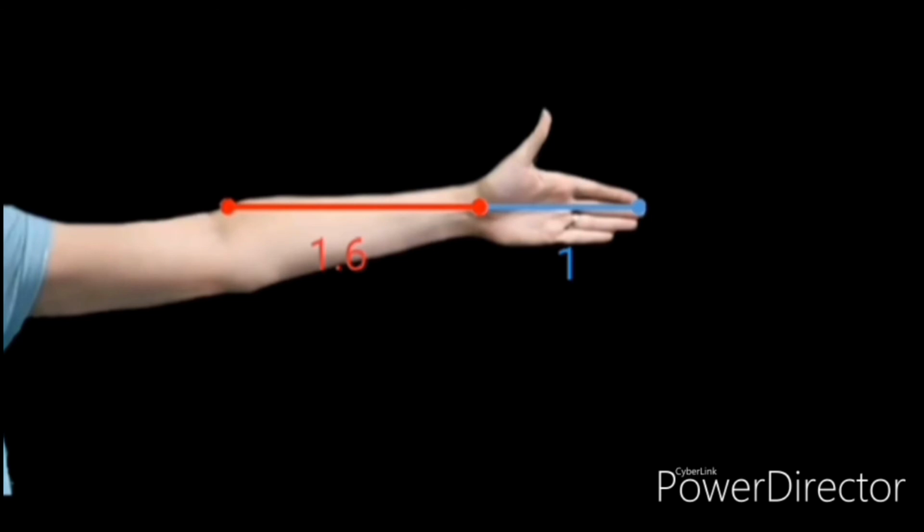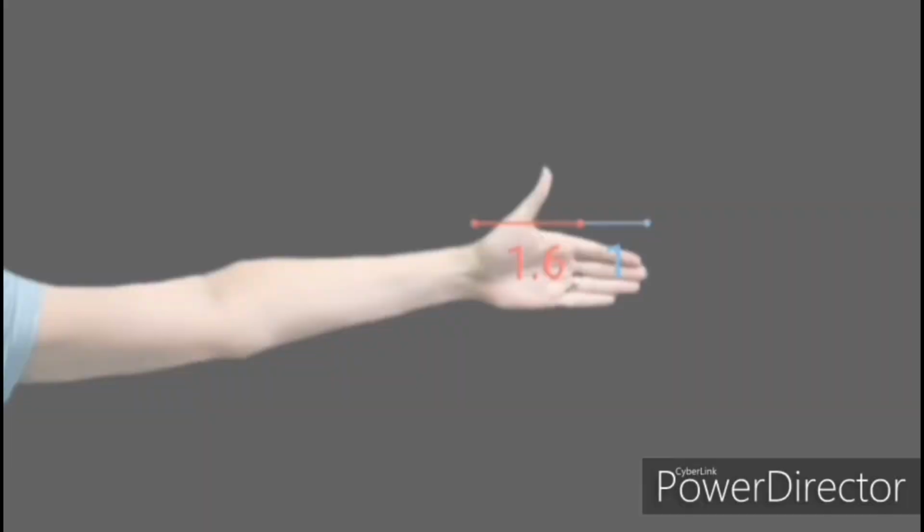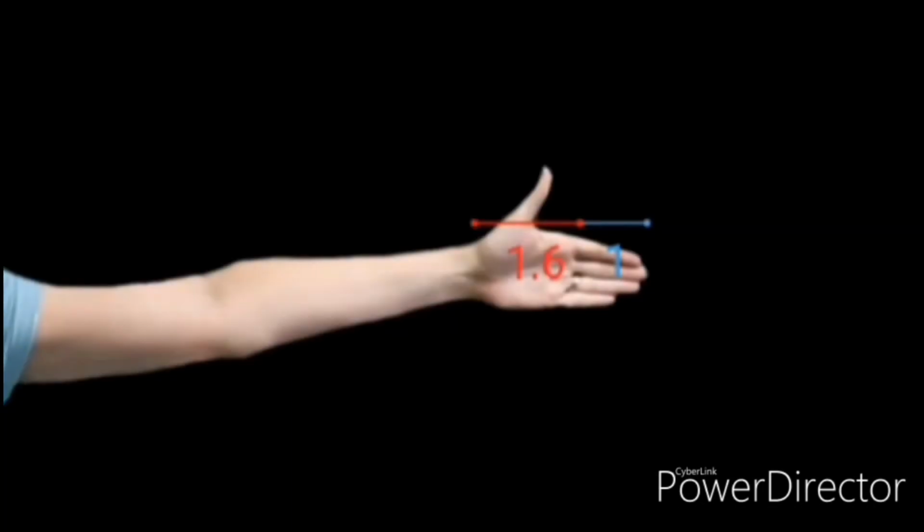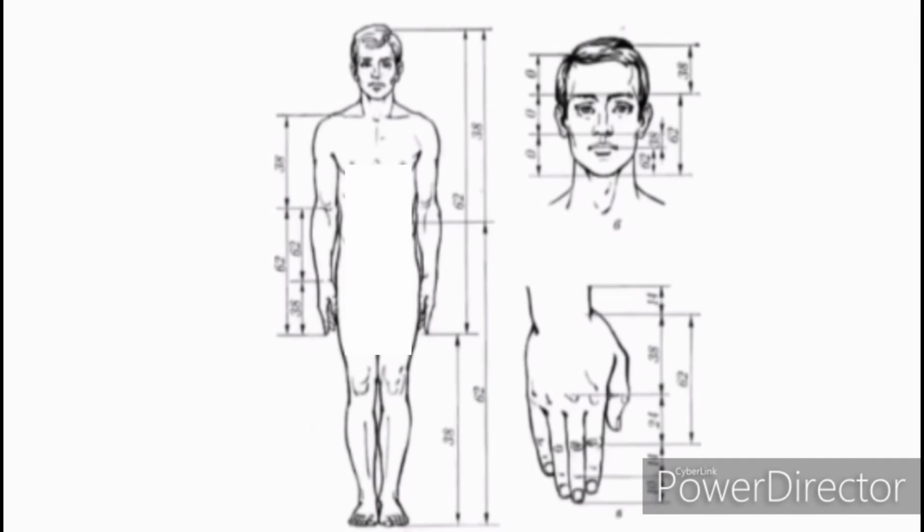Now take that further. The distance from your fingertips to your wrist is 1, and from your wrist to your elbow is 1.6. Keep it going: from the furthest tip of your finger to the bottom of your finger is 1, and from the bottom of your finger to your wrist is 1.6. Are you getting freaked out yet? Think about this. The head to your belly button is 1, and then belly button to your feet is 1.6.